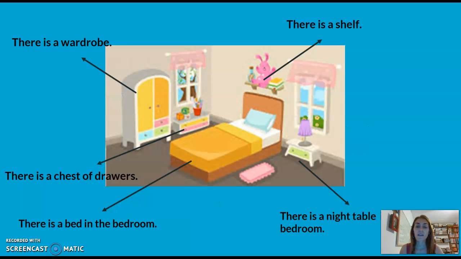Now, this is an example of a bedroom, okay? There is a shelf here. There is a wardrobe. There is a chest of drawers here. There is a bed in the bedroom. And there is a night table in the bedroom.